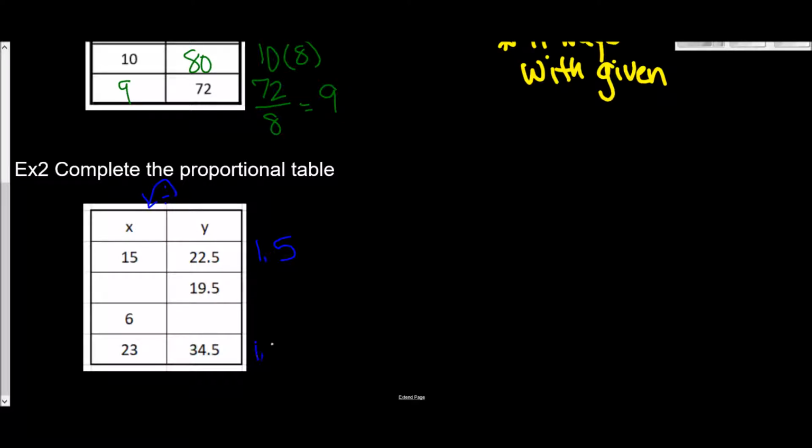And divide here, check it, 1.5 again. So my equation is y equals 1.5x. And I'm going to use that 1.5 to solve for my missing x and my y. So in this case, I'm missing an x, which means I'm going to divide 19.5 divided by 1.5, which gives me 13.